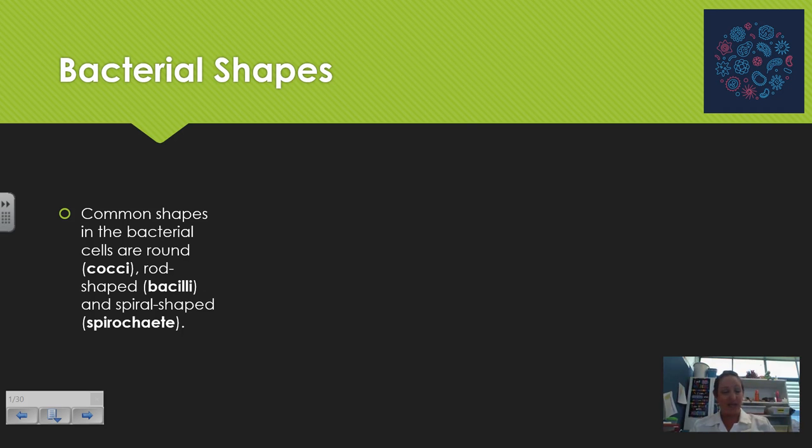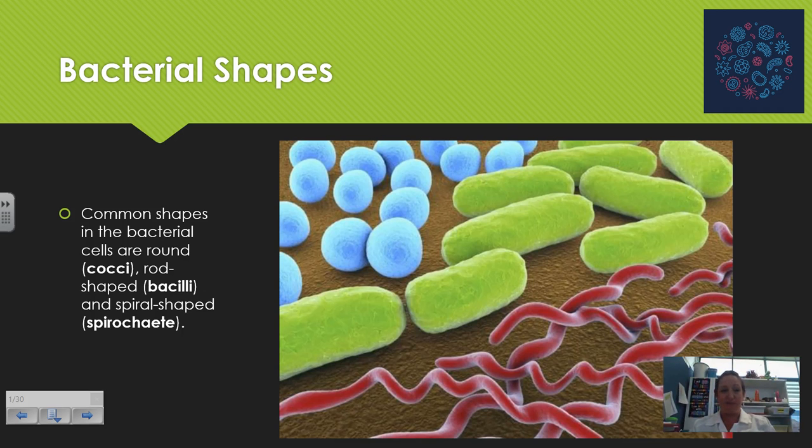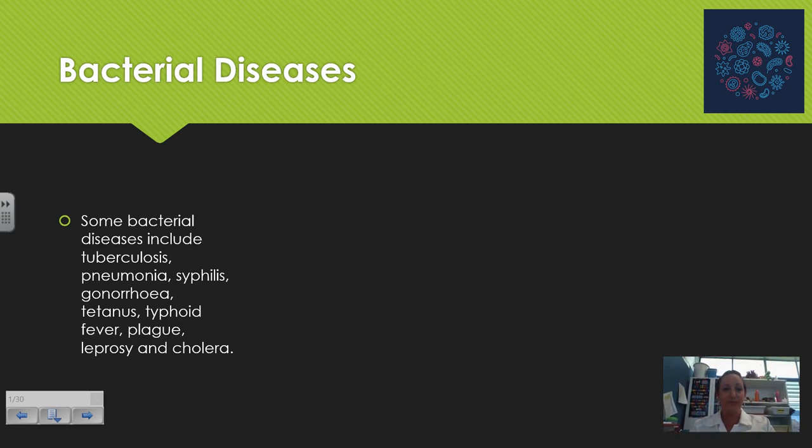Bacterial shapes. There are 3 common shapes of bacterial cells. They are the round cells, the cocci, the rod-shaped, which is the bacilli, and the spiral-shaped is the spirochete. I'm going to say it like that. I could be wrong.